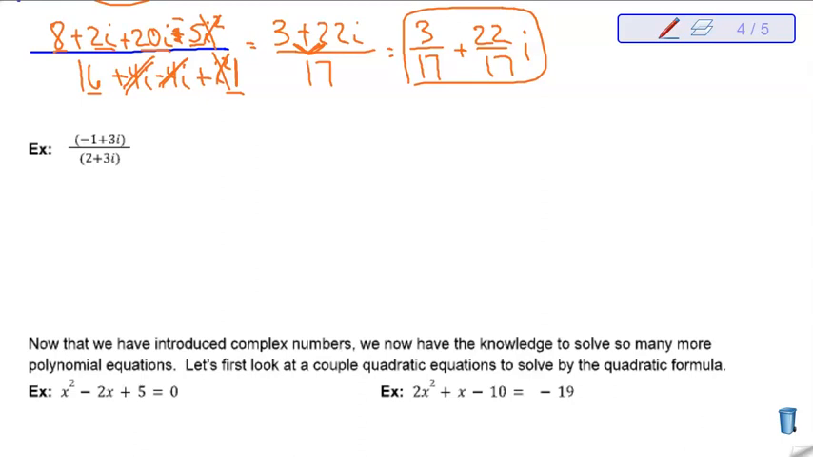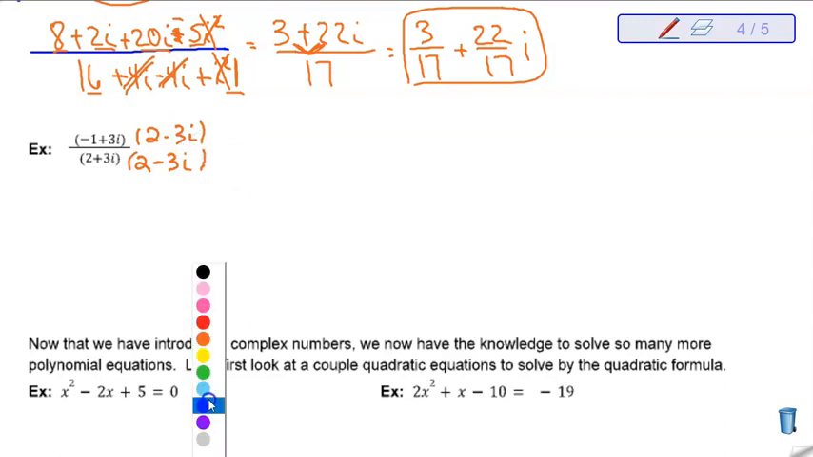Alright, let's try this next one. This next one is dividing two complex numbers. Again, we're going to multiply by the conjugate of the denominator, which if I have 2 plus 3i, then 2 minus 3i is my conjugate. And that's what I must multiply the top by as well. So we're going to then, at that point, make it a FOIL problem.